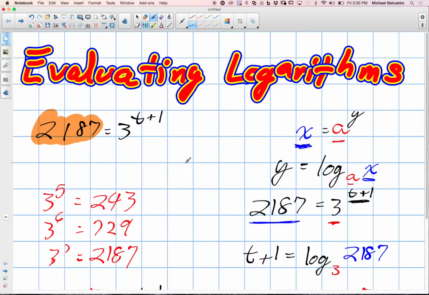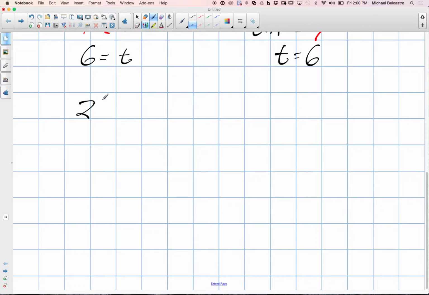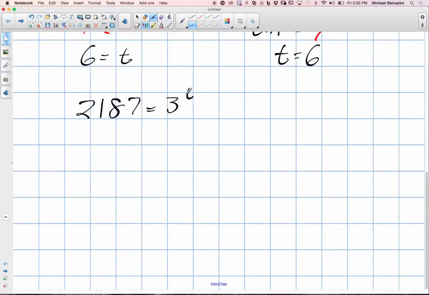Go through one more method that's technically algebraic. So we'll rewrite our question again. 2,187 is equal to, oh, I already forgot what it was. What is it? Okay, 3 to the power of t plus 1. So one of the ways we can do this is we can find the log base 10 of both sides. So I'm going to find the log, and you don't have to write the subscript 10, but on your calculator, that's what would be there. So we'll find the log base 10 of 2,187 is equal to the log of 3 to the power of t plus 1.